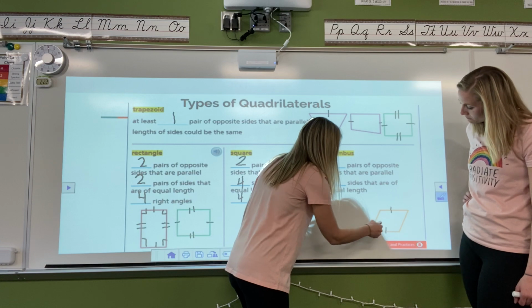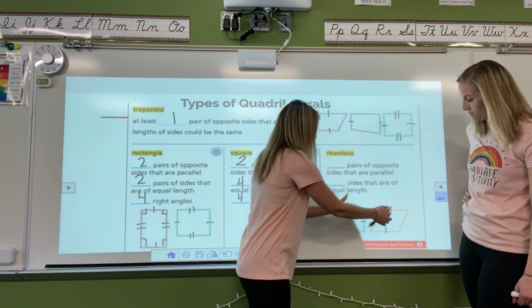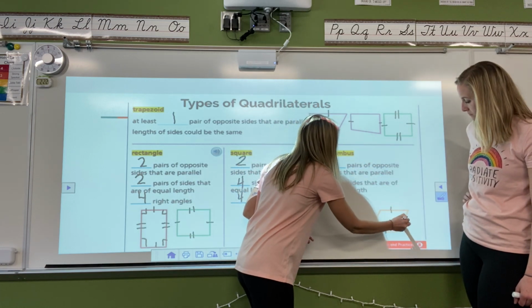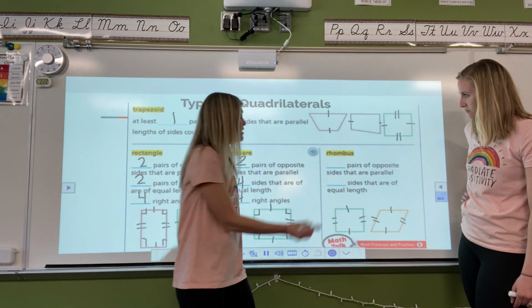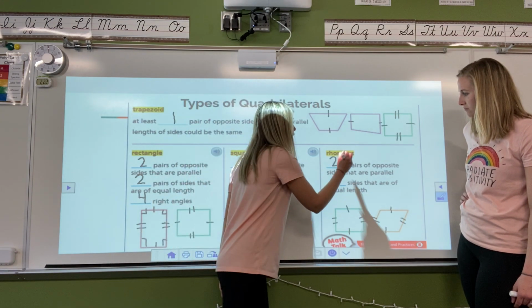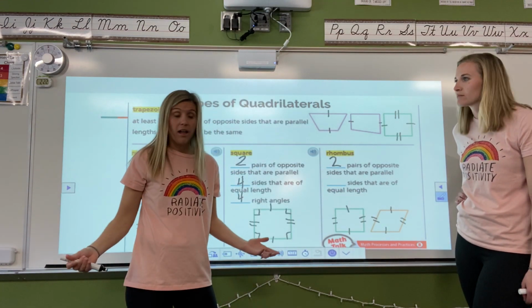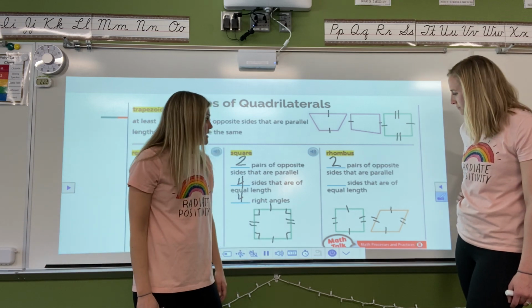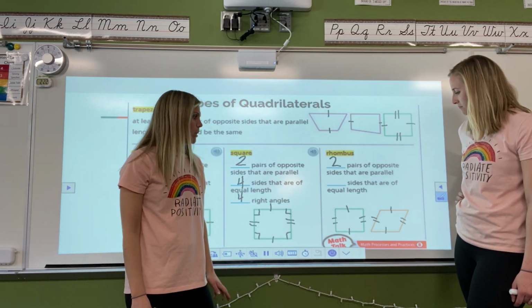Well, this one and this one would never cross. And I think if I extended these two, they would never cross. No. So that means that it has two pairs of opposite sides that are parallel. Huh. Now it says blank sides that are of equal length.